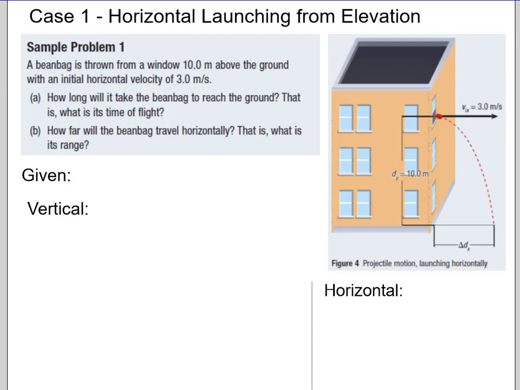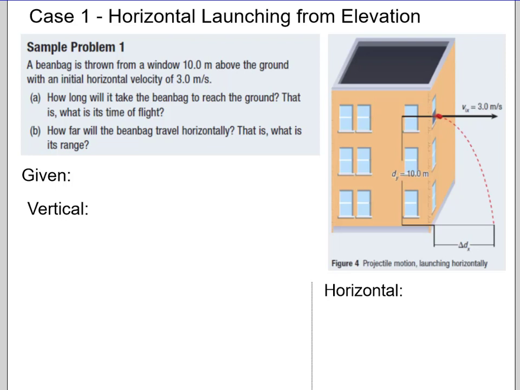So we have a beanbag. It's thrown from a window 10 meters above the ground with an initial velocity of 3 meters per second. How long will it take the beanbag to reach the ground? That is, what is its time of flight? And how far will the beanbag travel horizontally? So what is its range?